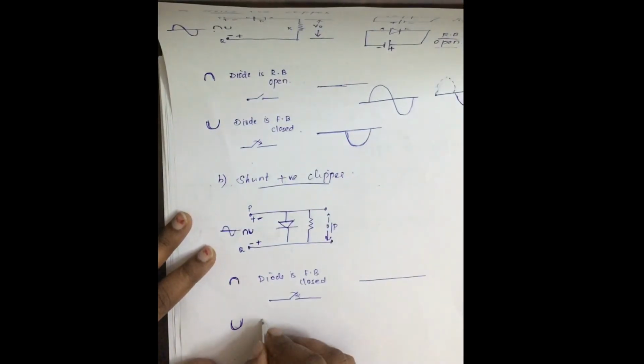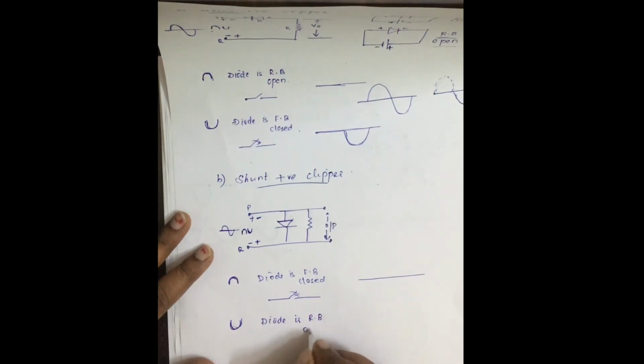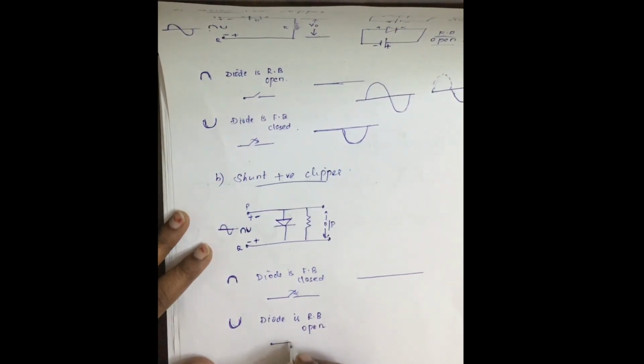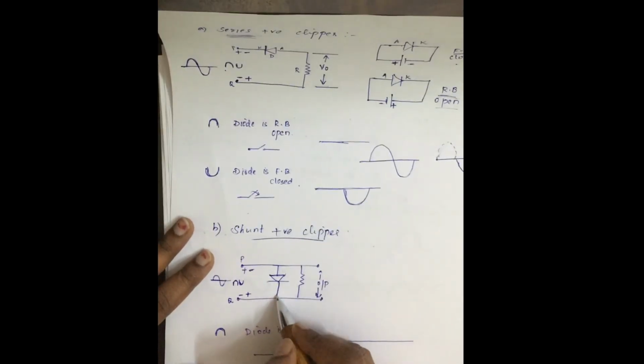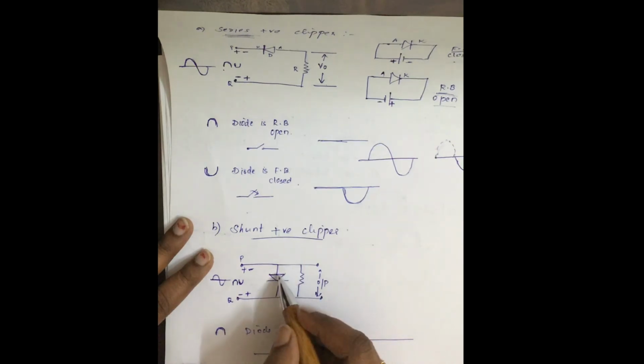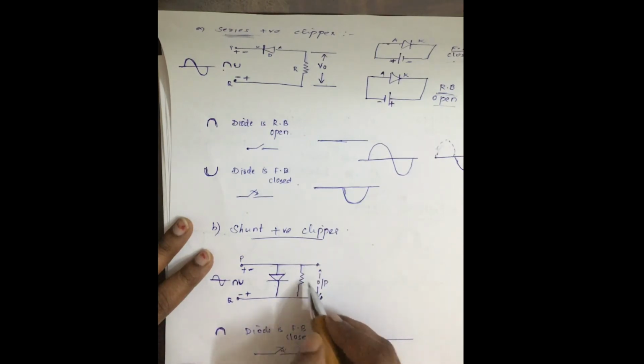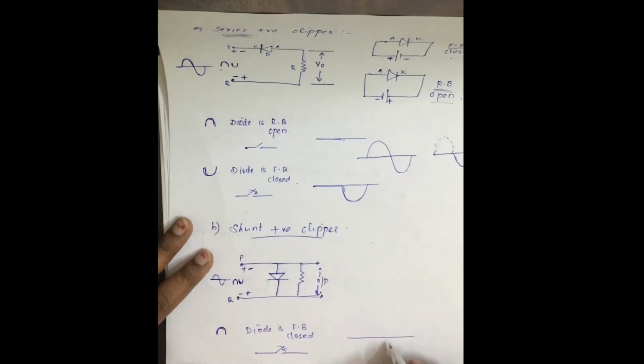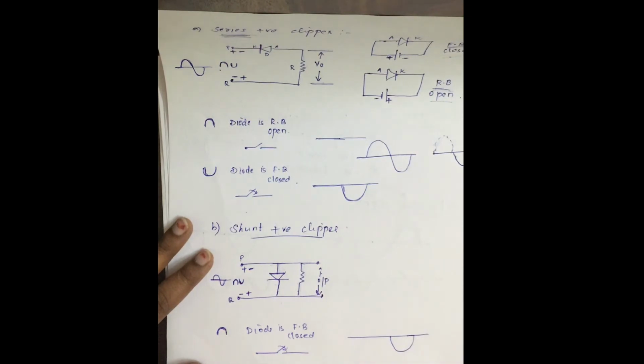The diode is reverse biased and it acts as an open switch. So when it acts as an open switch, no current flows across the diode, the entire current flows across the resistor and you are taking the output from this resistor. So the entire input voltage, that is the negative part, will be received as such. So this is all about a positive clipper.